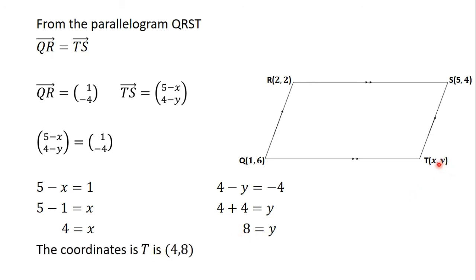x and y are the coordinates of point T. So we say that the coordinates of point T are (4, 8). The question goes on to say that we should calculate the magnitude of vector QT.